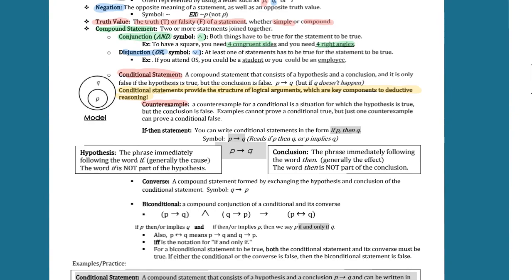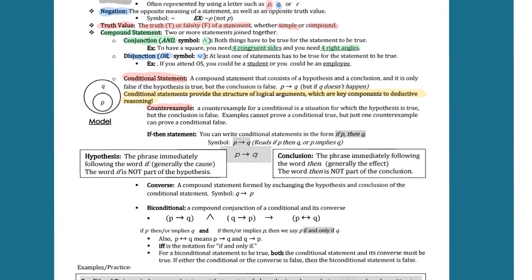And then a lot of times we see them as P then Q. And this means if you have P, then Q follows. Okay, so that's really a good thing to hold on to. What does this arrow mean? If you have P, then Q follows. The P, or the thing on the left, is called the hypothesis. And the hypothesis is the cause.